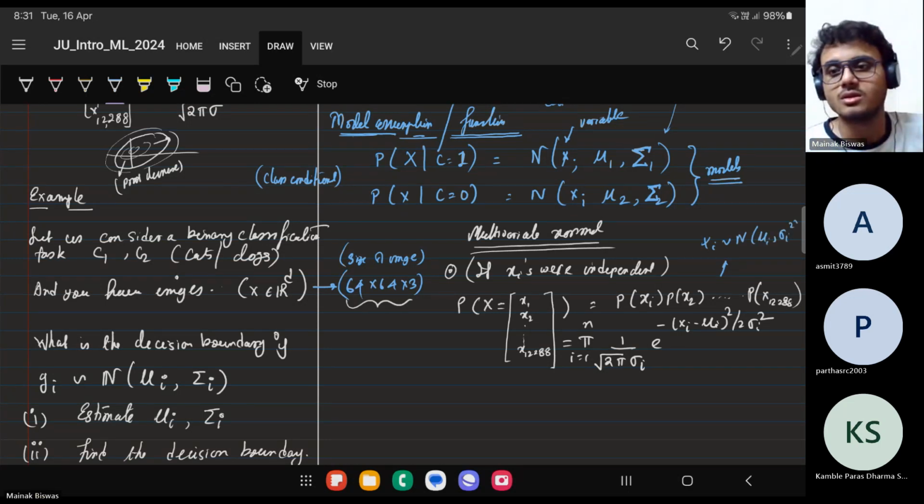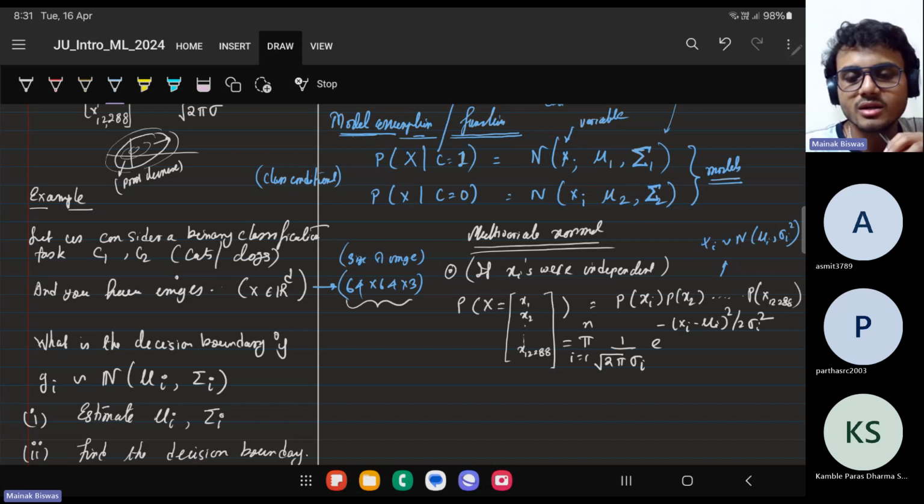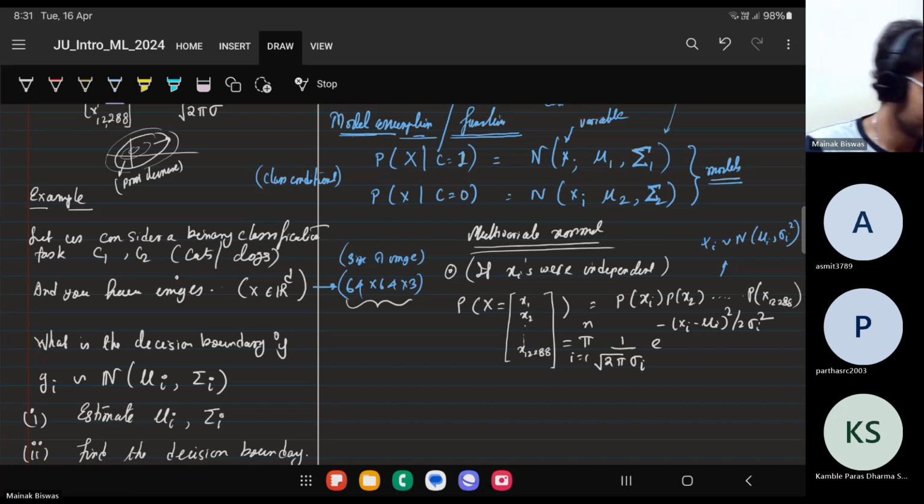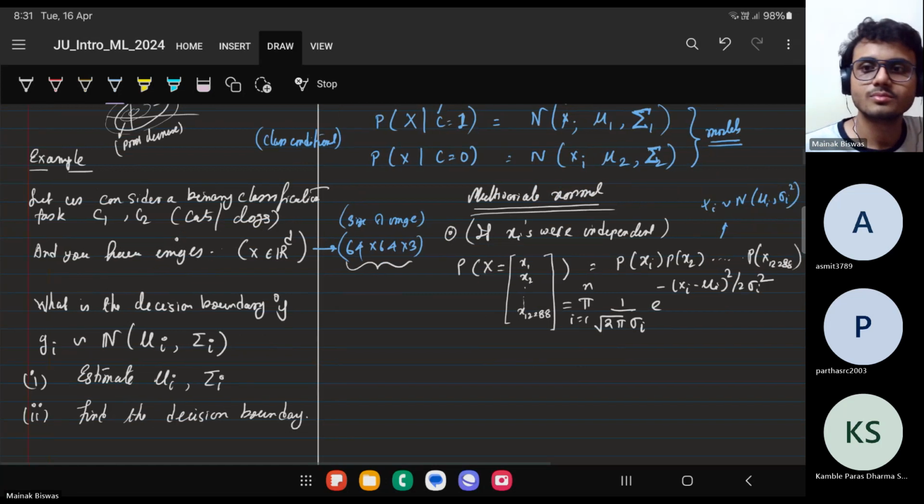Okay, is this clear? So this idea of independence is very crucial. It's not crucial in this question, but it will be crucial in the next topic we study. Is this clear?